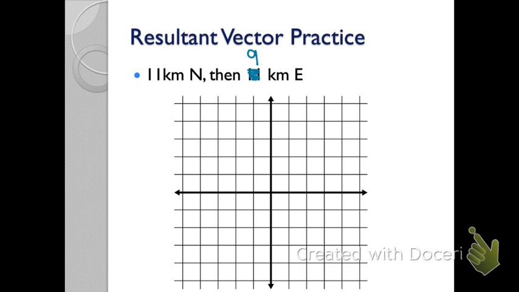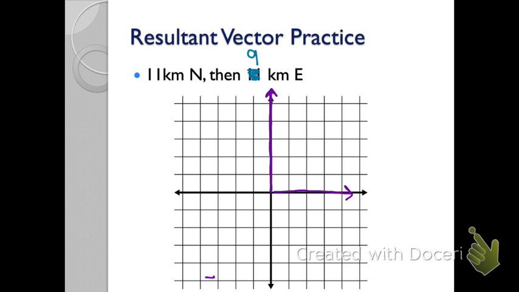So let's draw out what that looks like. I'm going to count each of those as 2 meters. So 2, 4, 6, 8, 10, 11. Ooh, I barely got there. Okay, 11 kilometers north. And then where do I go? Left or right? To the right, right?